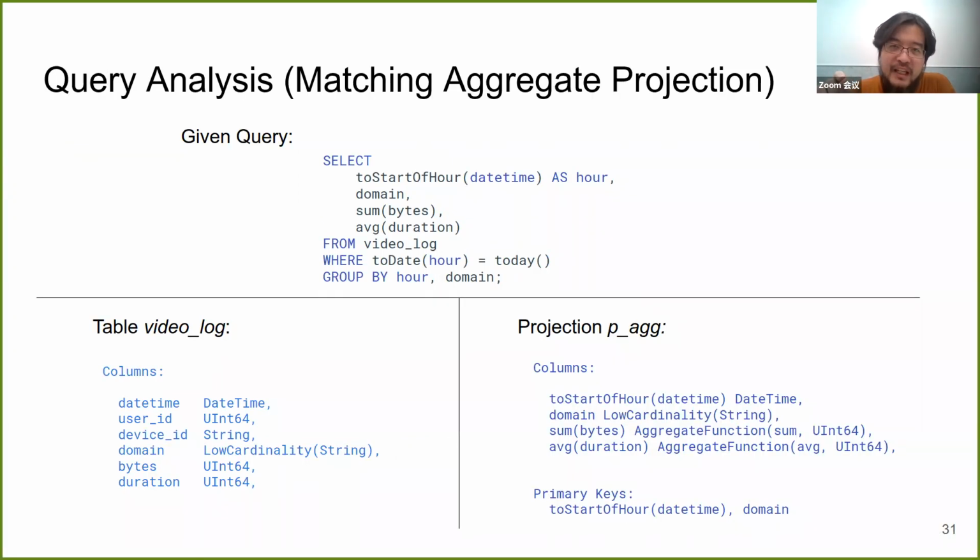Let's reuse the setup from the previous demo. Suppose we receive a query that finds the hourly video stream property aggregated by domain today. We have the video log table to answer the query. We also have an aggregate projection, PAG, which seems to be able to answer the query. But how can we be sure?